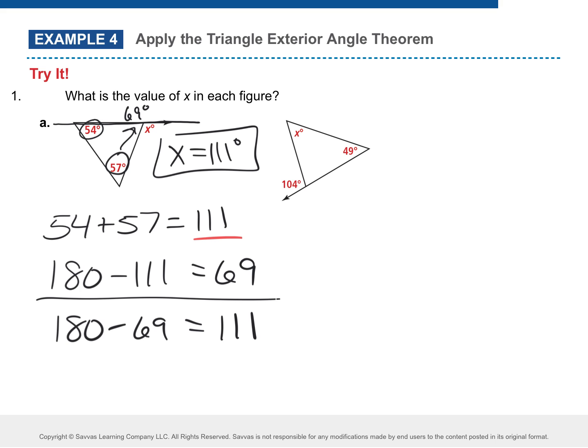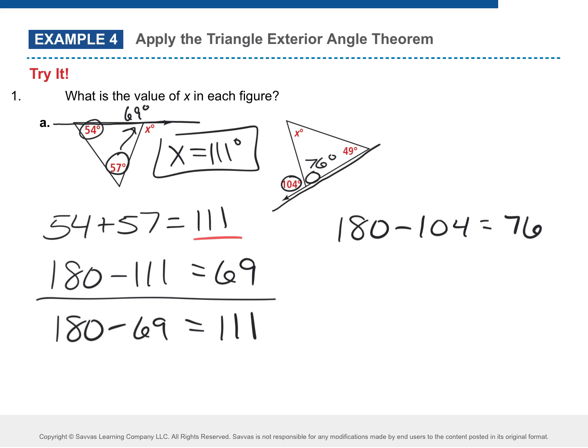Okay? What about letter B? This time, do we have two angles on the inside? No. So we have to find the other angle on the inside. What do we think? 180 minus 104. Yes, because these two angles right here, remember, are adjacent. So we can do 180 minus 104 is 76. So that is the angle that I just found in here.